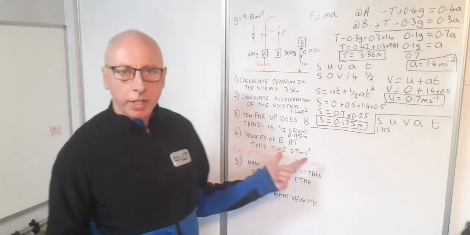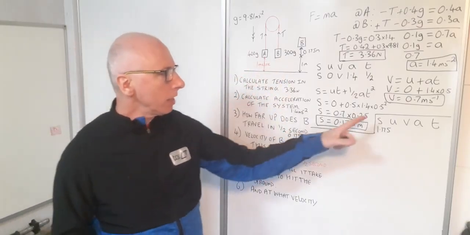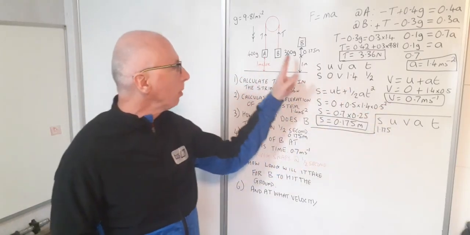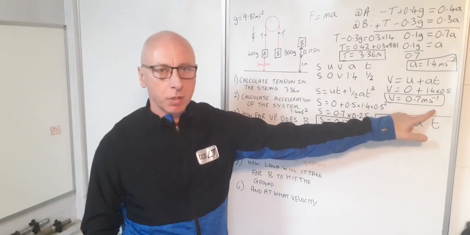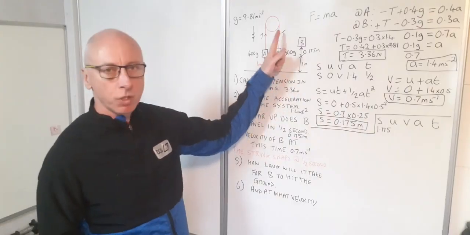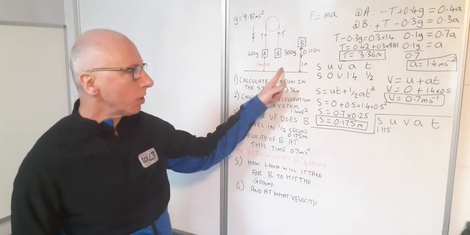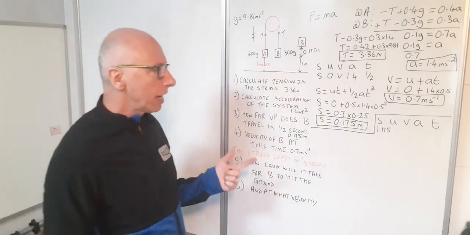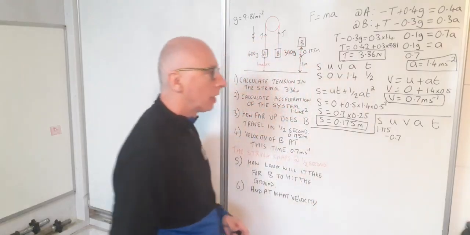Okay, so now what's my initial velocity? Well, my initial velocity in this scenario is going to be the speed that block B was travelling as the string broke. Now it's going 0.7 meters per second, but it's going in the upwards direction. But we want to know stuff about what's going on in the downwards direction. So my initial velocity is now going to be negative, so minus 0.7.